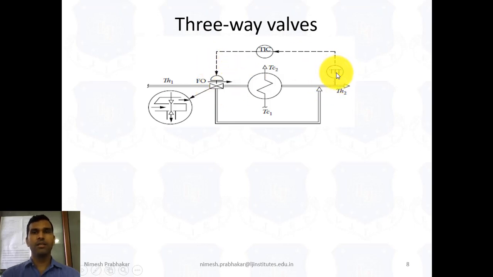Here TIT is the transmitter of the temperature, because this is the temperature controller. TIT is a type of sensor that measures the temperature of the outlet and transmits it to the controller. The outlet temperature is first measured by this and transmitted to the controller, and this controller controls this three-way valve. So this is a simple arrangement. Now our aim is to control the outlet temperature, so for controlling the outlet temperature we use a three-way valve.